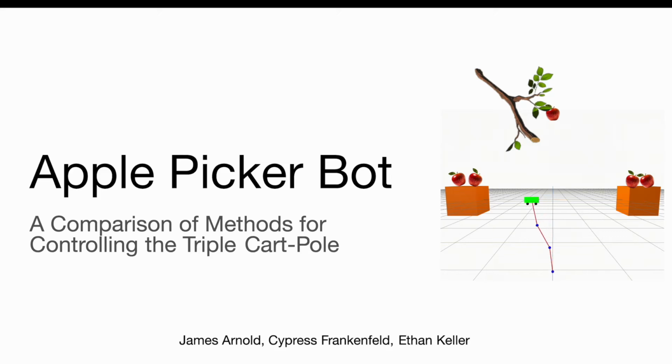Modern robots for agricultural automation are controlled far too conservatively and often have an unnecessary number of actuators that drive up cost and frequency of maintenance. We investigated the eminently practical triple pendulum cart pole to pick apples and reduce the number of actuators required.